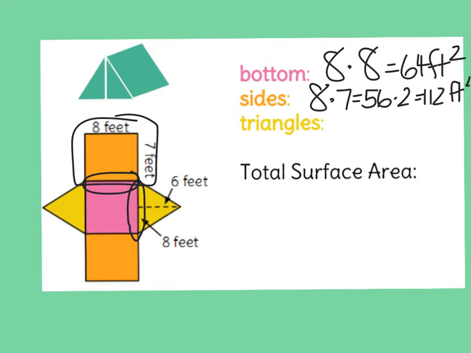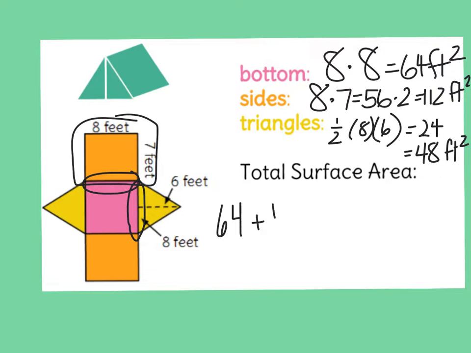And then the triangles, remember that triangle formula for area is 1/2 base times height, so in this case we'd be taking 1/2 times 8 times 6. If we multiply this out, 1/2 times 8 times 6, we get 24. There are two of them, so I'm basically going to go back and multiply then 24 times 2. So we end up with 48 feet squared on those triangles. To get that total surface area, then I'm going to take all of those areas, add them together, and we end up with 224 feet squared.